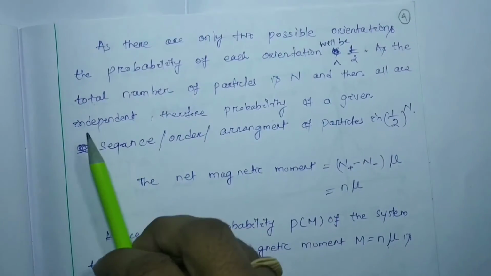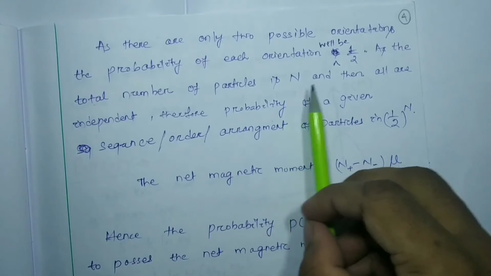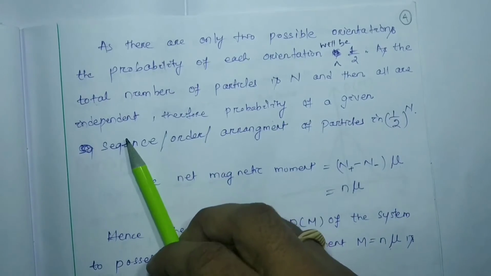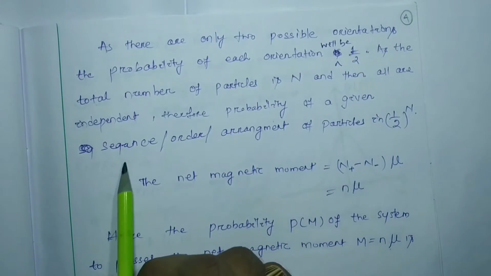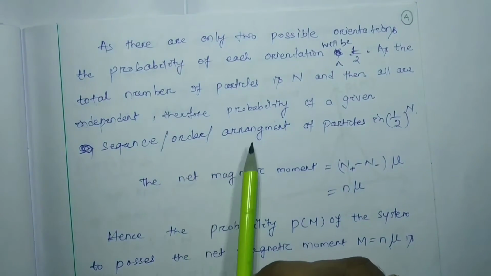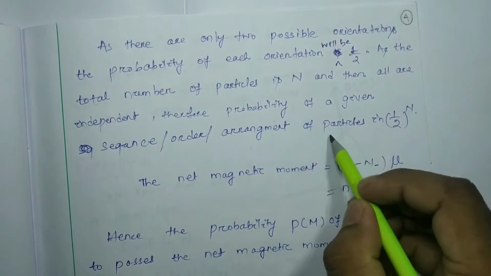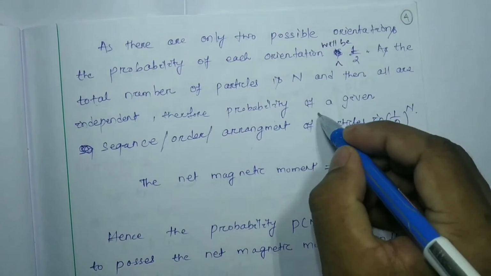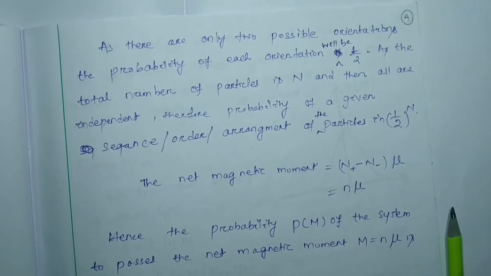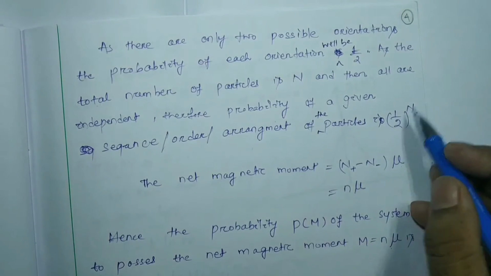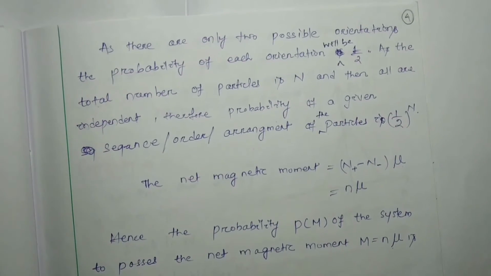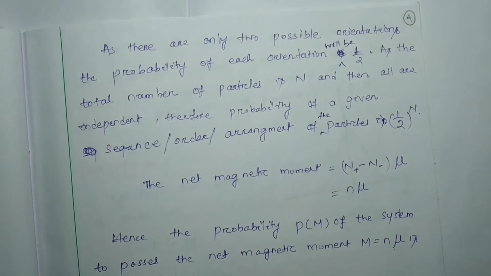As the total number of particles is n, and all are independent, therefore the probability of a given sequence or order or arrangement of the particles is 1 by 2 to the power n. How is it? I'm going to show a problem whatever we have discussed earlier.